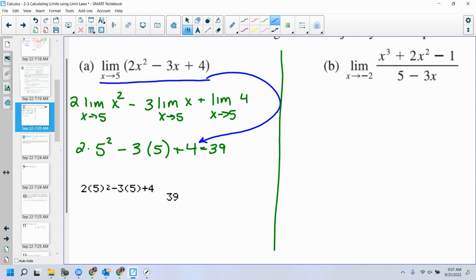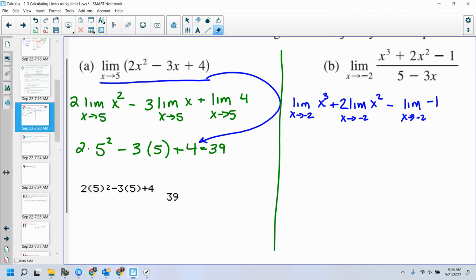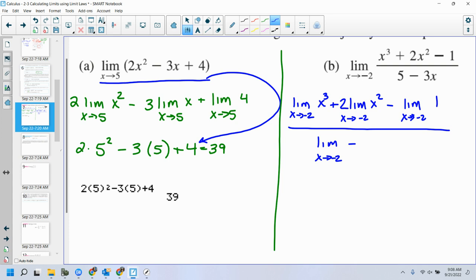So this is saying, okay, push the limit to everything. I could show this in 2 separate steps, where I take just the limit of the top and just the limit of the bottom and then put it all in, but forgive me. I'm going to say the limit as x goes to -2 of x to the third, plus 2 times the limit as x goes to -2 of x squared, minus the limit as x goes to -2 of positive 1, because the minus sign takes care of the negative. And then we have the limit as x goes to -2 of 5 minus 3 times the limit as x goes to -2 of x.